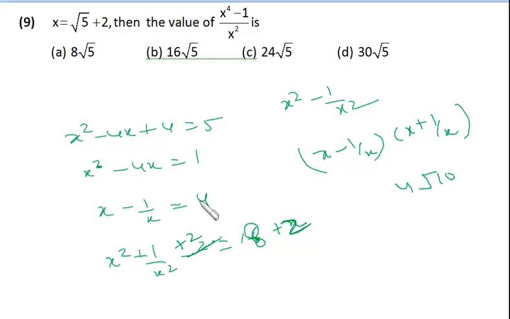I'm sorry, it was 20. That means I can take 4 outside, so it will be 8 root 5. I just missed this one actually. 4 square is 16, then we added 2, so it is 18. Further I added 2 to make it x plus 1 upon x whole square, so precisely it is 20. Be careful in calculation.